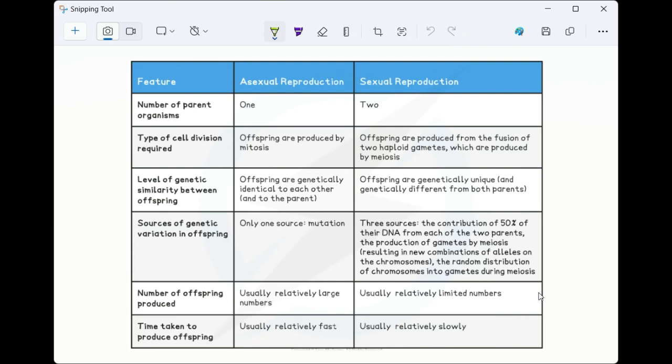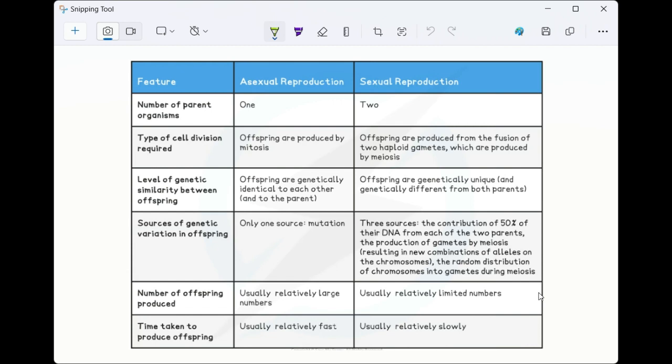One advantage of asexual reproduction is that it only requires one parent, so it's very easy and quick to do. But a disadvantage would be that if it's an exact clone, the same problems that affect the parent will affect the child. For example, they'll both be susceptible to the same diseases.